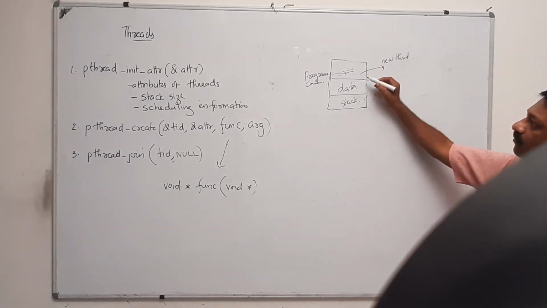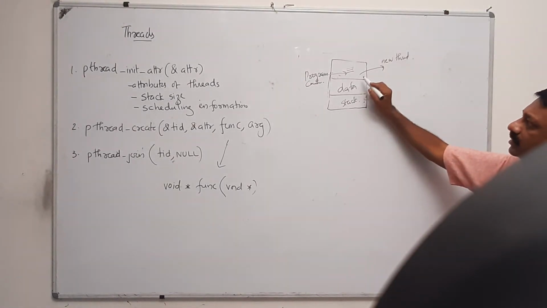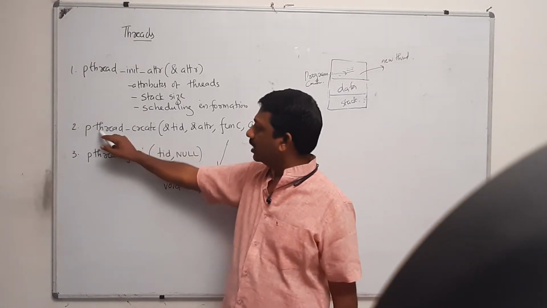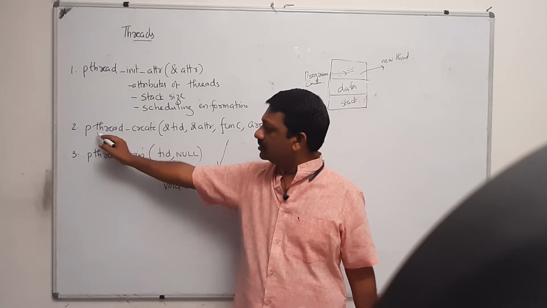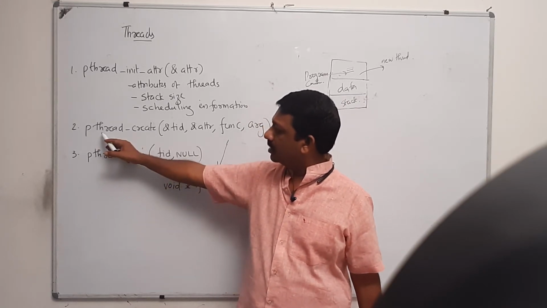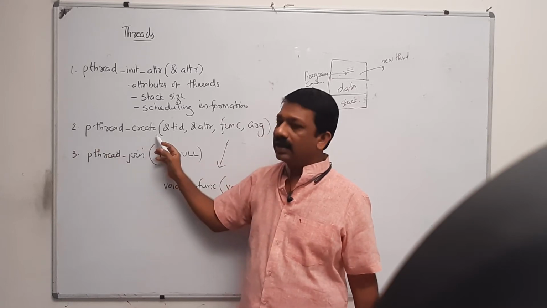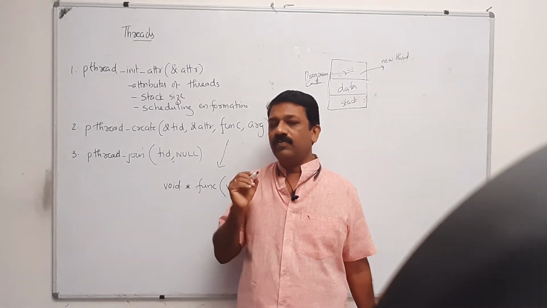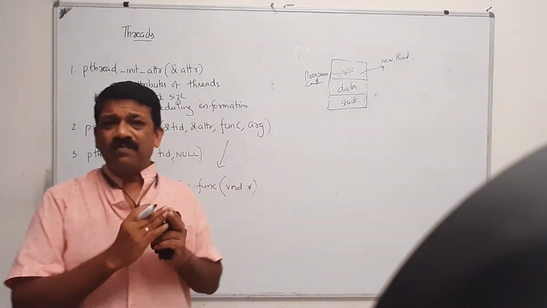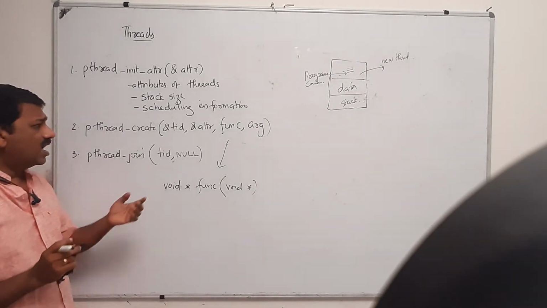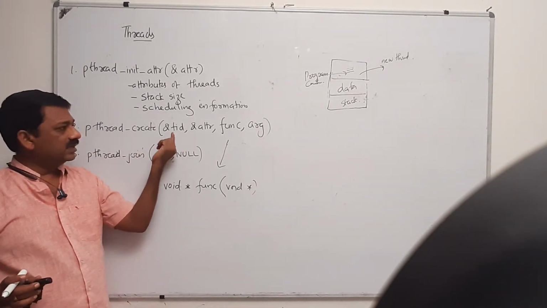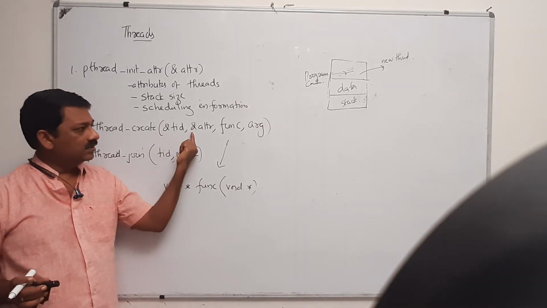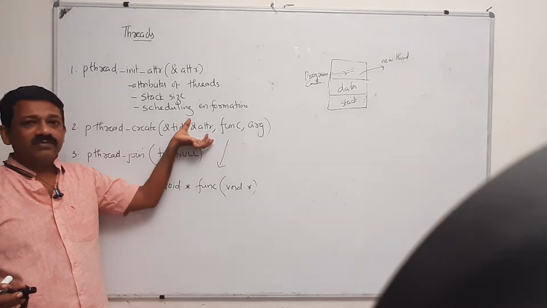When you are creating a new thread using pthread_create, in C you have a function like pthread_create. This is for creating a new thread. At that point, what will happen? A separate thread is created, and the thread ID is returned. The thread ID returned by this is the TID, and these are the set of attributes for that thread.